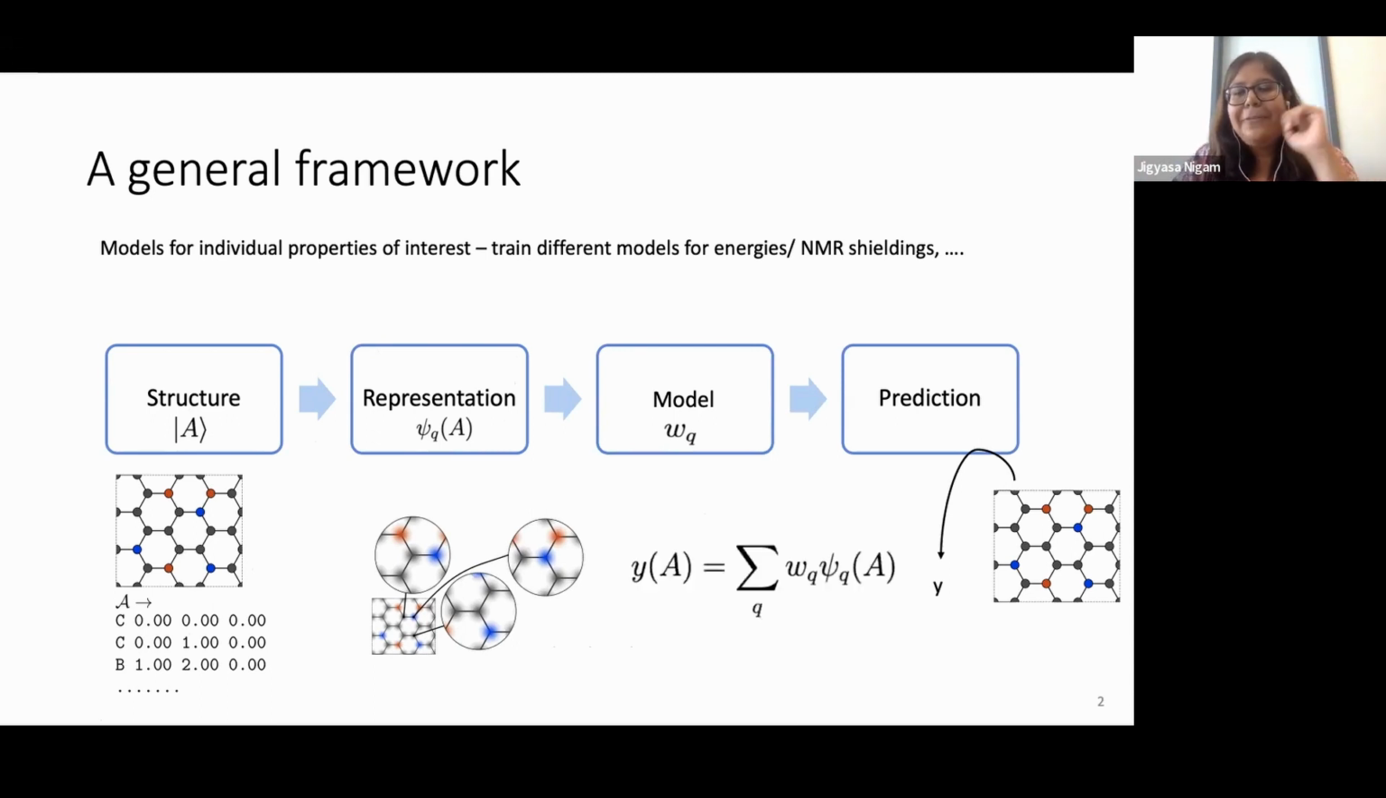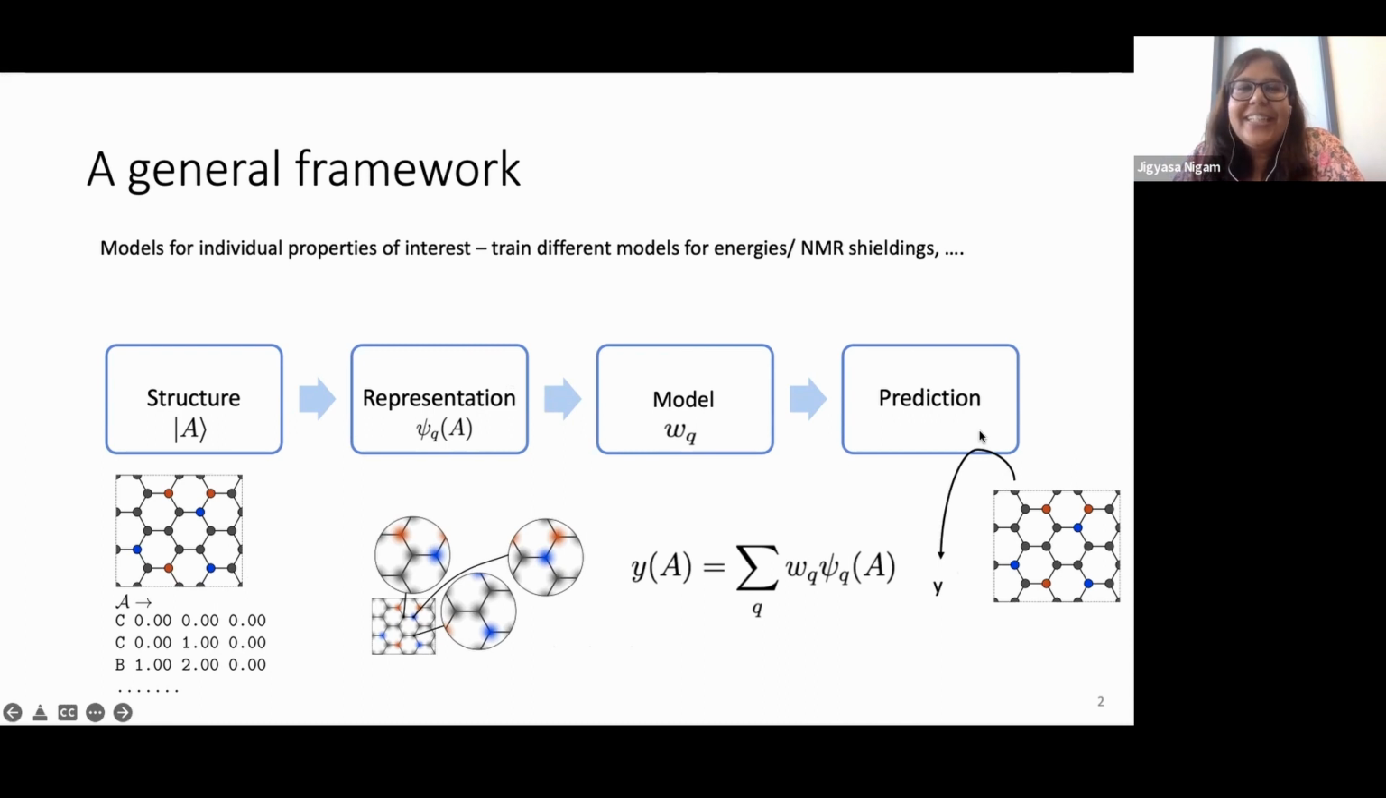So here, for example, I have a linear model. And so a model learns a set of weights, which when combined with your input, so this representation, reproduces to the best of its ability some reference calculations that you have performed for your structures. And then you use these learned weights on some other structures which your model has not seen before, and then you use this to predict the corresponding property.